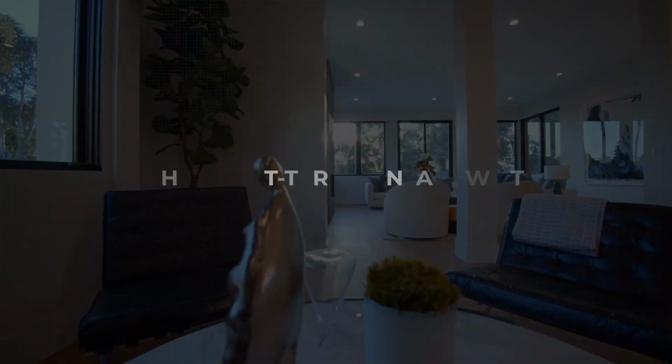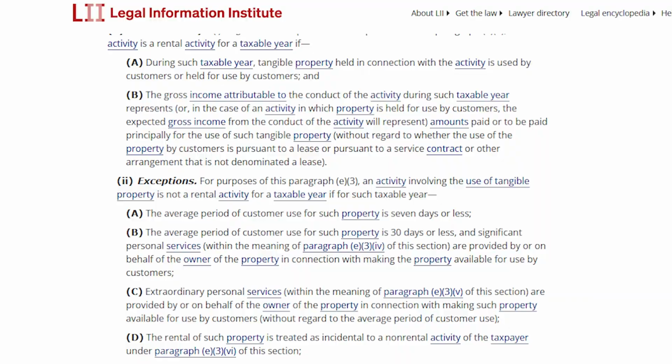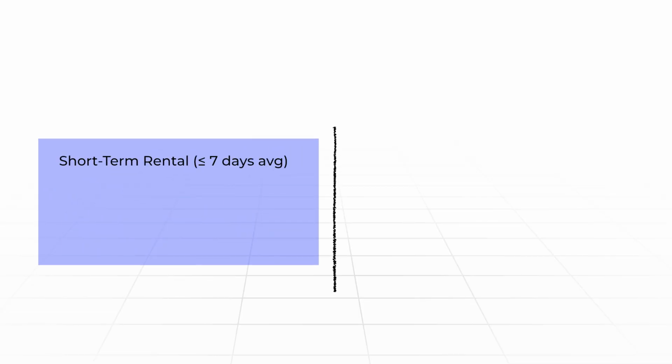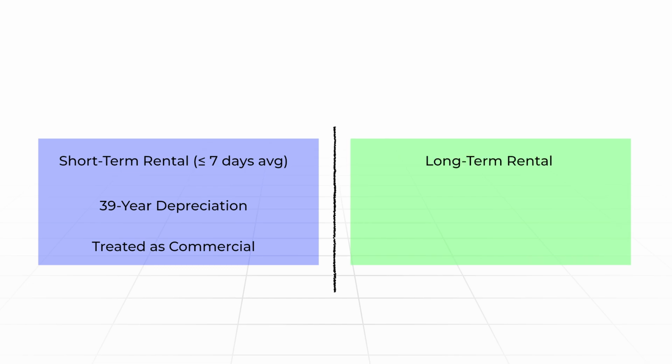Then the next portion is the short-term rental twist. So depreciation gets even more complicated when we're looking at short-term rentals, which are actually not considered dwelling units, if the average stay is 7 days or less. When the average stay is under 7 days, the IRS treats the property like a commercial lodging facility. So it's actually treated like a hotel. That means a short-term rental is treated as 39-year property. Long-term rentals, residential, are considered 27.5-year depreciation.